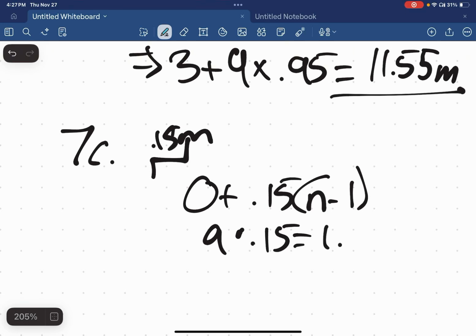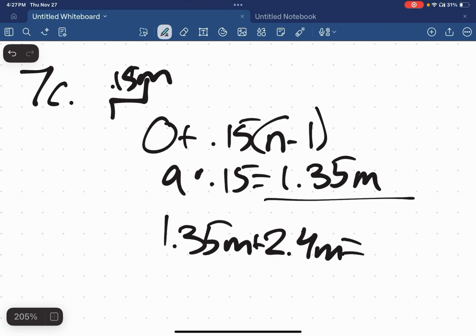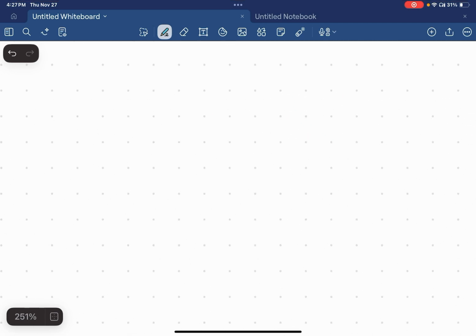which is 1.35 meters. However, that only gives us the height up to the seats. We still need to include the actual ceiling height. So to do that, just do 1.35 meters plus 2.4 meters, which is equal to 3.75 meters high. That is our answer. Okay, number 8. Gotta get through this a bit fast. Oh my God, this is long.